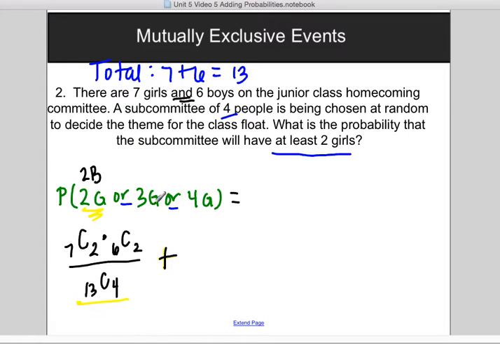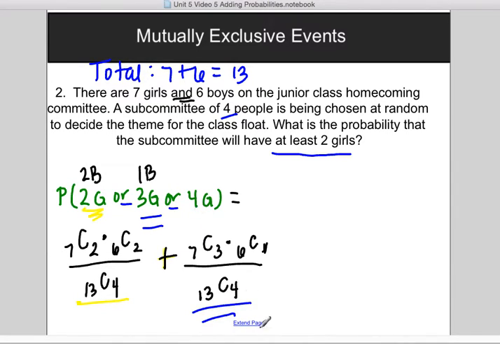3 girls. If I have a committee of 4 and there are 3 girls, that means I'm going to have 1 boy. So to pick 3 girls, it's 7C3 times there are 6 boys and I am selecting 1, over my total, which again is 13C4. Okay, so that is this piece.